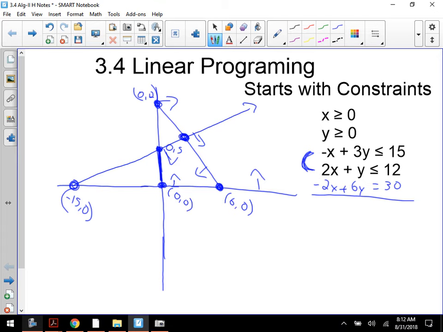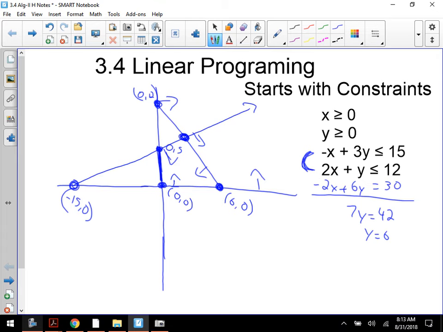2 plus negative 2 is... 1 plus 6, 7, 12, and 30. Y is 6. Substitute back in. 2x plus 6 is 12.